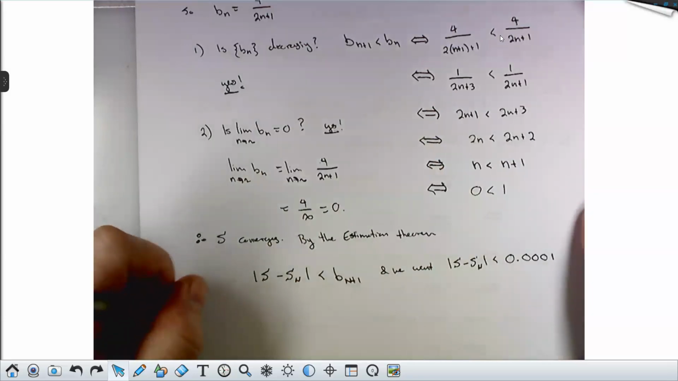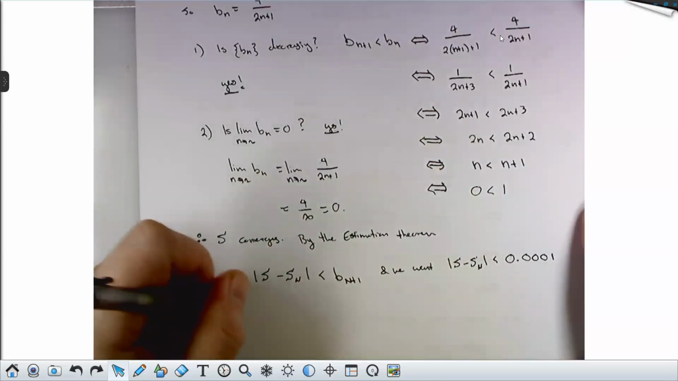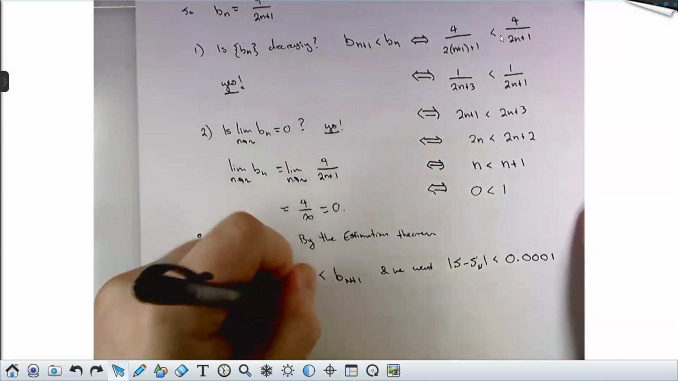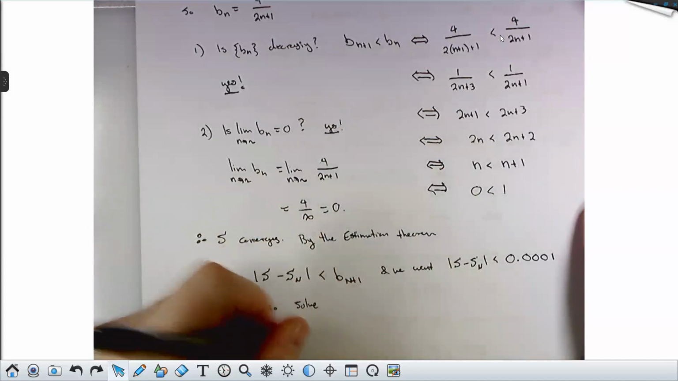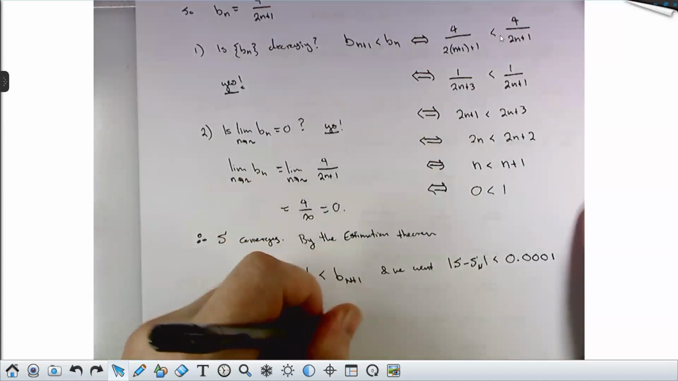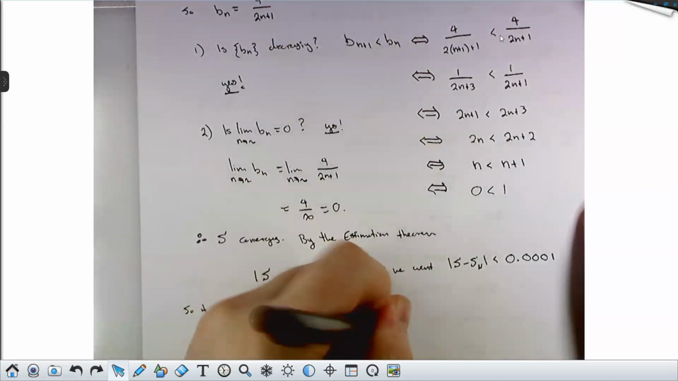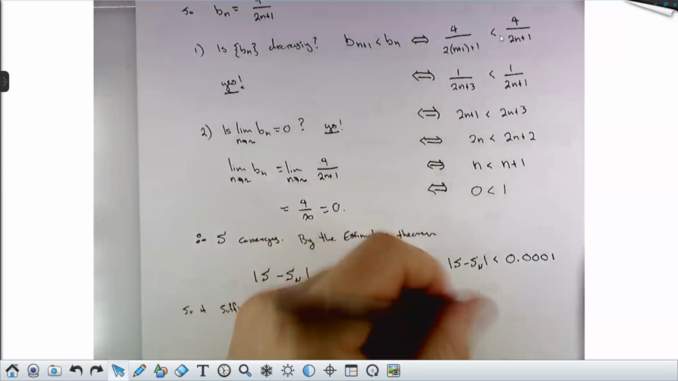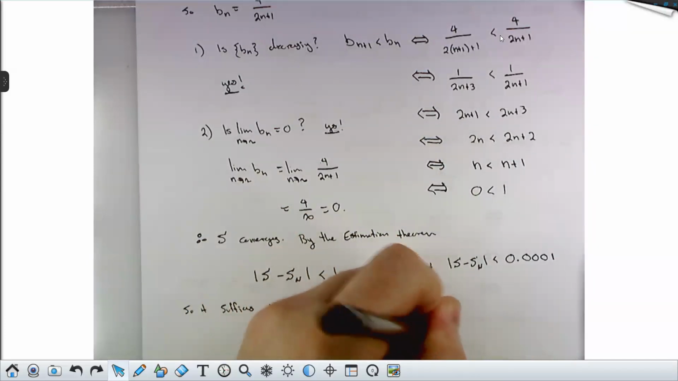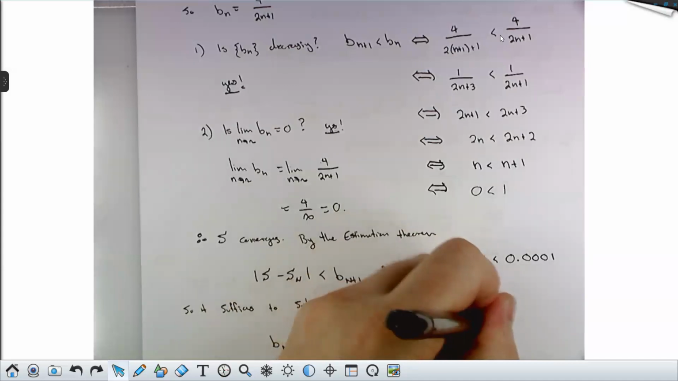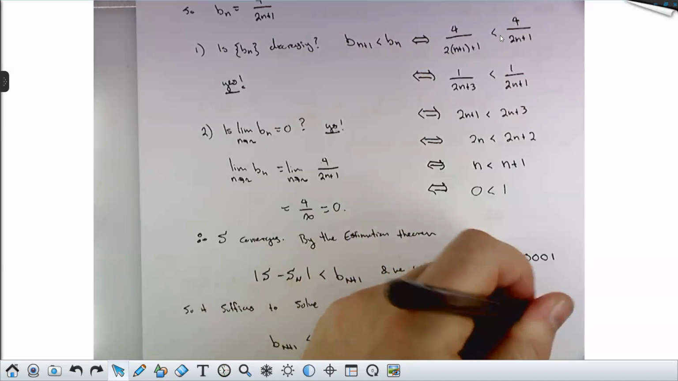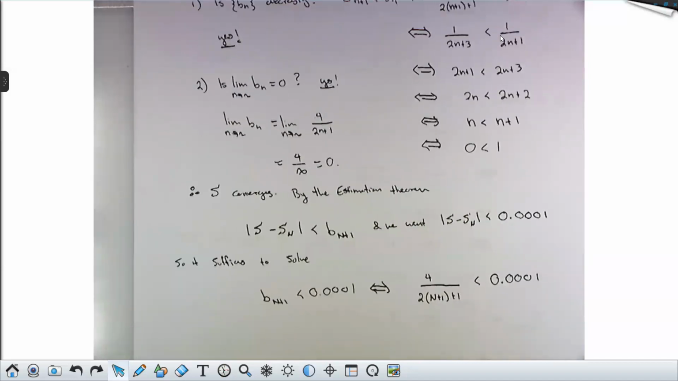So it suffices to solve b_{N+1} is less than 0.0001, which is equivalent to saying 4 over 2 times capital N plus 1 is less than 0.0001. Because this is b_{N+1}.